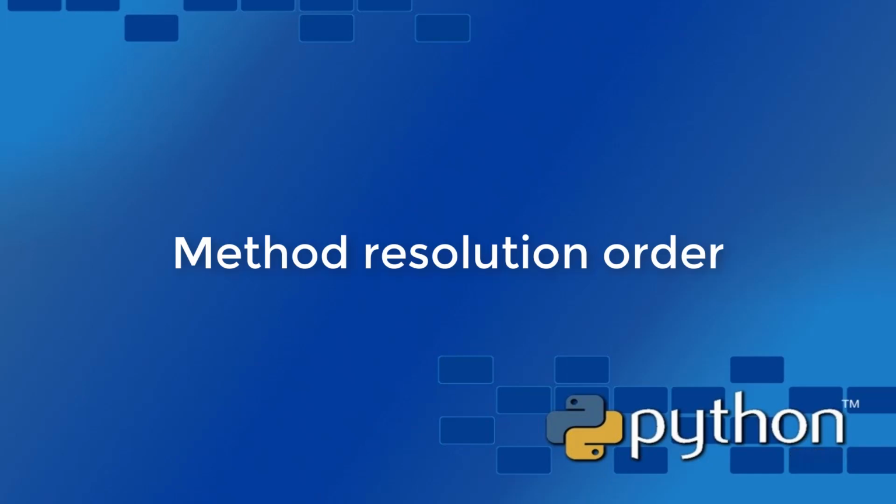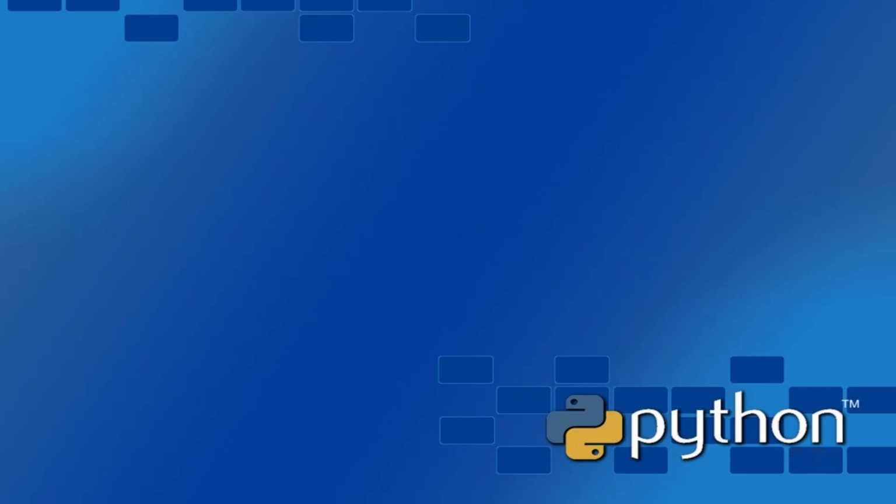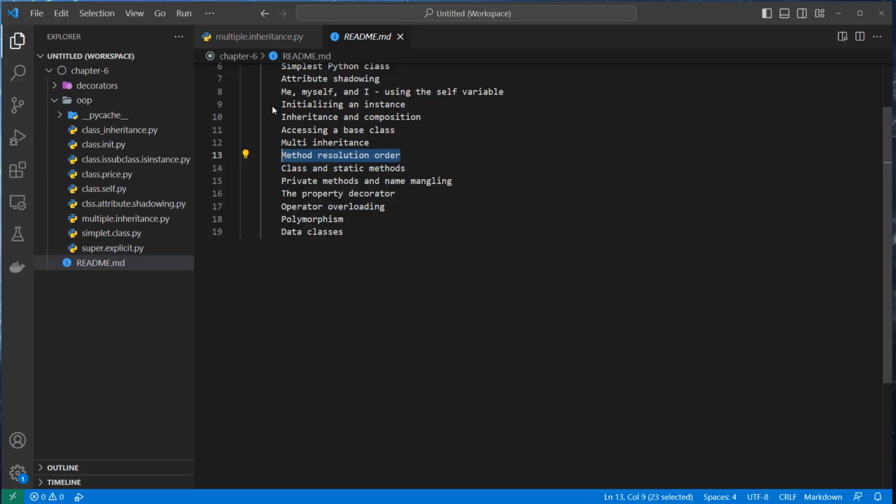Now let's talk about method resolution order. By now we know that when you ask for some object dot attribute, and the attribute is not found in that object, Python starts searching in the class that the object was created from. If it's not there either, Python searches up the inheritance chain until either the attribute is found or the object class is reached.